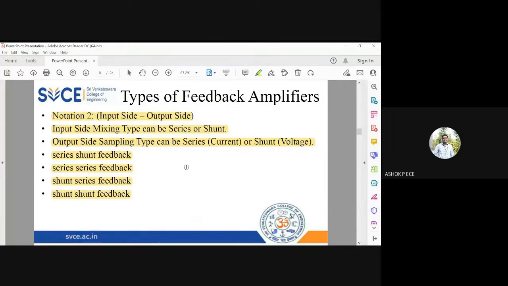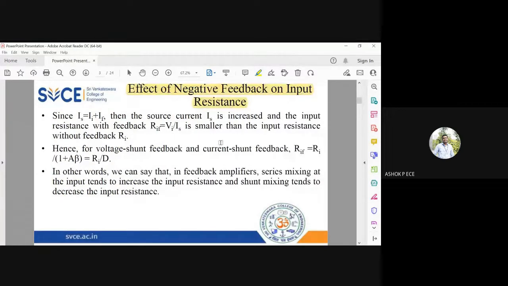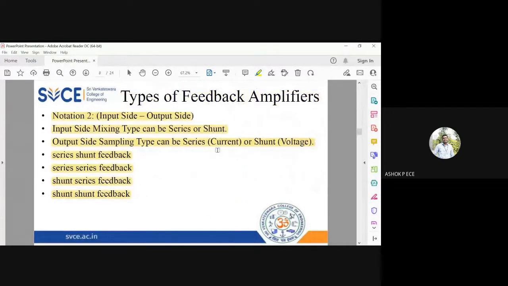Yesterday we have seen the effect of negative feedback on input and output resistance, right? We can clearly say from this easily what will happen to input and output impedance. See here in the second notation, on the input side I have series. So in series, resistance will increase. So when I have this series shunt feedback, at the input side my resistance will be high, and shunt is at the output side. So when you do a parallel combination, the resistance value will decrease. So output resistance will decrease. So in series shunt feedback, input resistance will increase, output resistance will decrease.